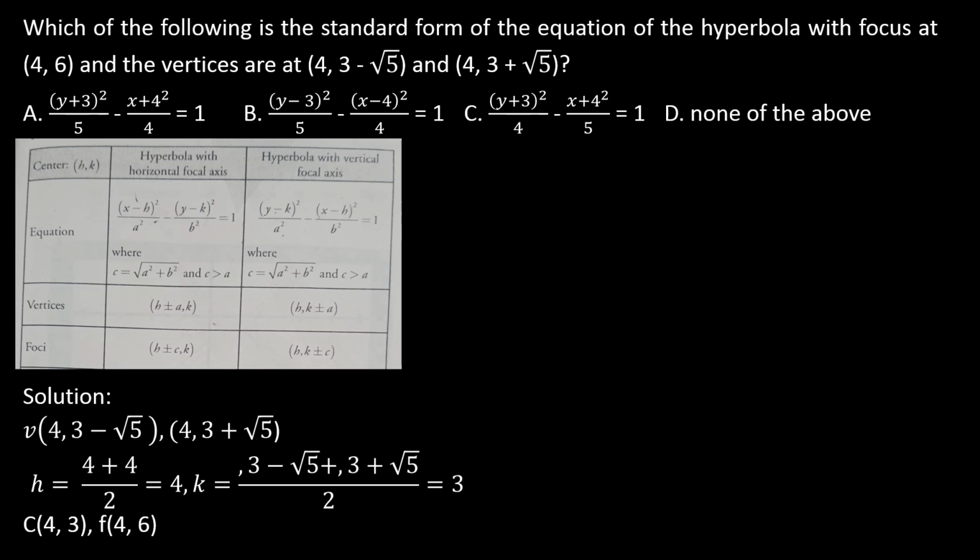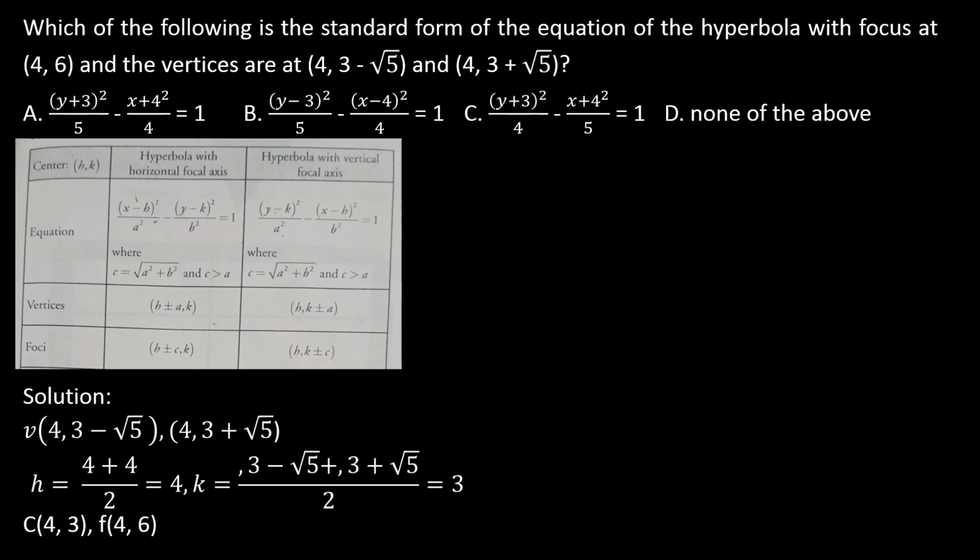In this type of problem, because the vertices are given, all we have to do is determine the center by adding the x values of the two coordinates of the vertices. So we have 4 plus 4 over 2, which is 4, while the value of k is 3 minus square root of 5 plus 3 plus square root of 5, dividing by 2, which has a value of 3. Then we have the center at point (4, 3) and the focus at point (4, 6).